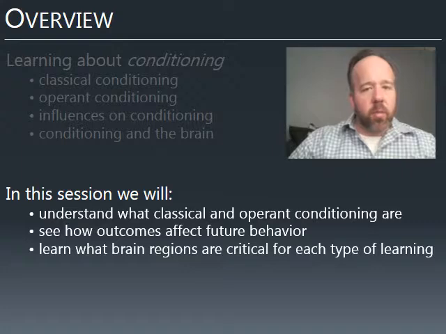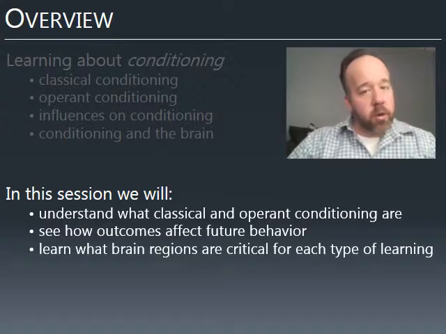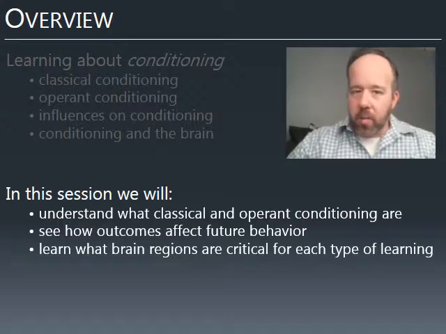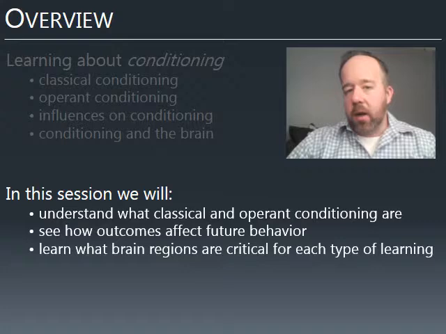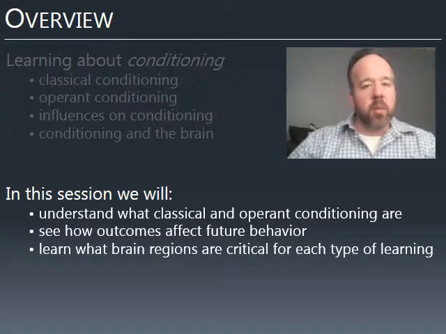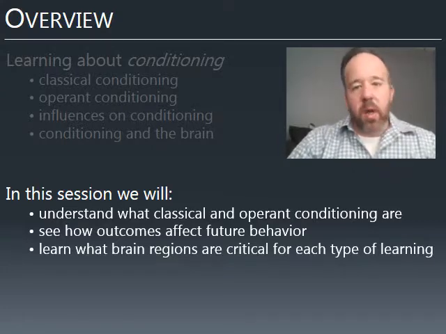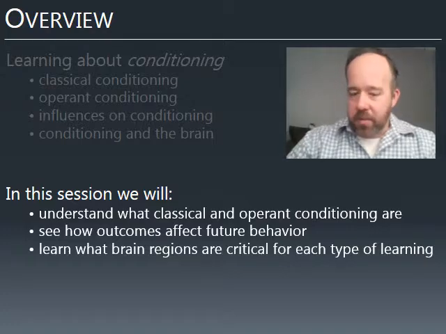We'll also see what regions of the brain are important for each type of conditioning. Depending on the form of conditioning you're using, different brain regions are important. If you remove part of the brain, then you may lose the ability to be conditioned in one sense, but still retain it in another sense.